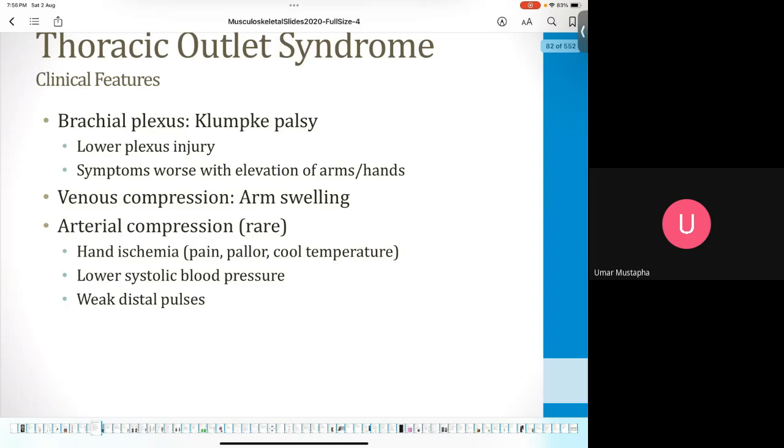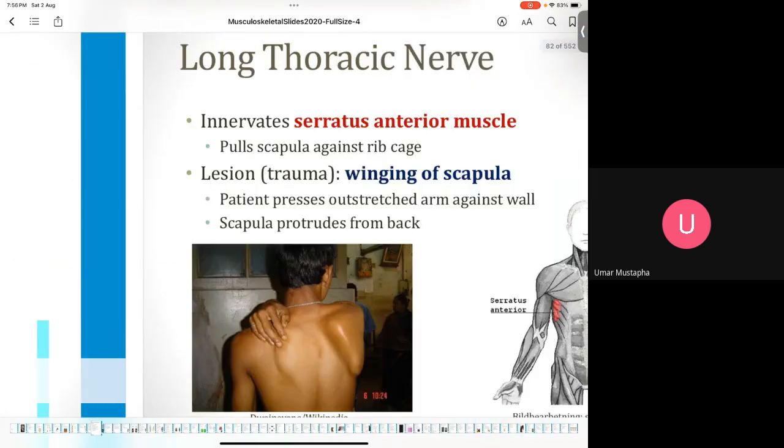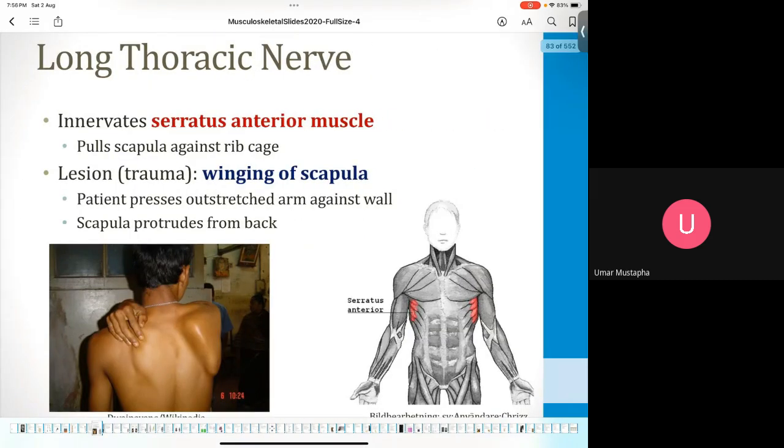And as we are having compression of the veins, it's going to lead to arm swelling, as we discussed. We can have arterial compression as well, which is going to lead to ischemia, right? And the pulses are going to be really weak if the arteries are compressed. We're going to be having low systolic blood pressure there. We know that. Is it clear?